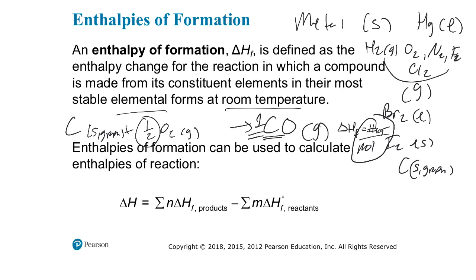The enthalpies of formation can be used to calculate enthalpies of reaction. The utility here is that you can look up values for the products and subtract the reactants' values from them to determine the delta H's of reactions. So it's pretty useful for determining delta H's of reaction.